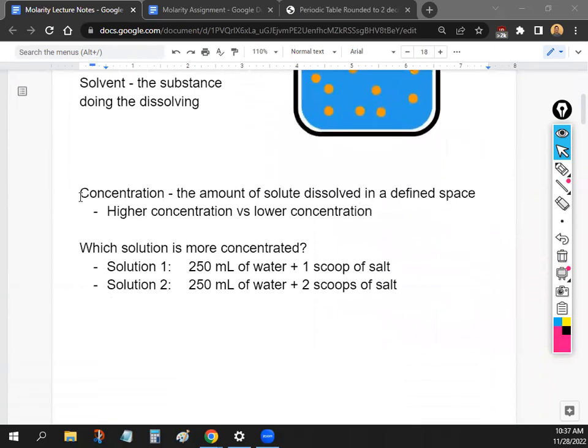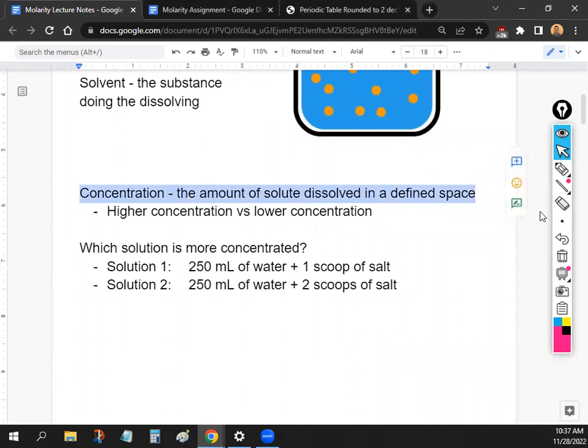So we've probably heard of this word before, so I want you guys to write this down. Concentration. Now, it's not concentration like you guys focusing, right? Like you are right now. But in chem, concentration is how much is dissolved in something. Okay, so how much solute is in a defined space. So you can have higher concentration where you got more stuff dissolved, or you can have lower concentration where you have less stuff dissolved.